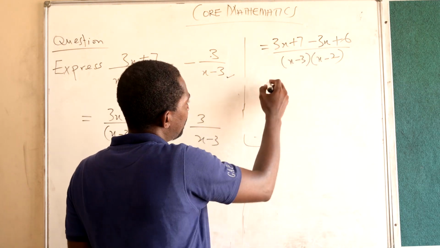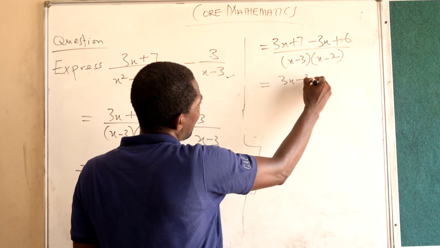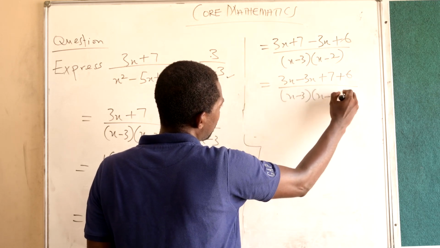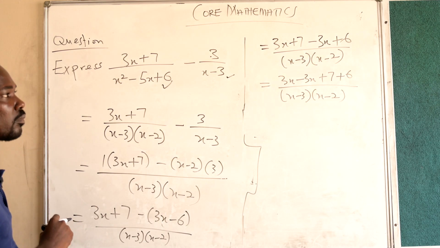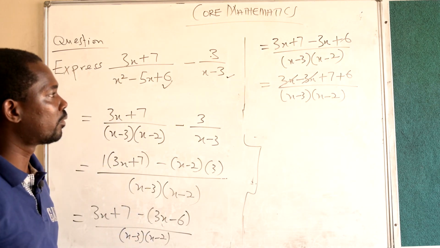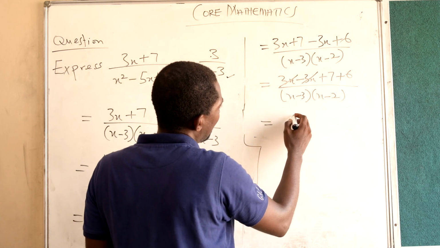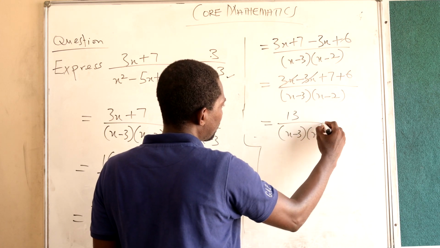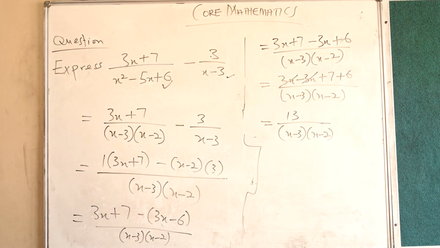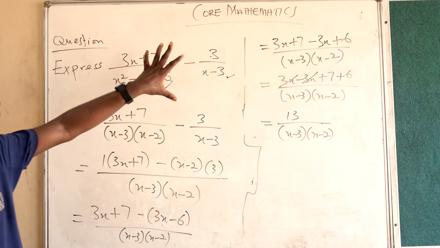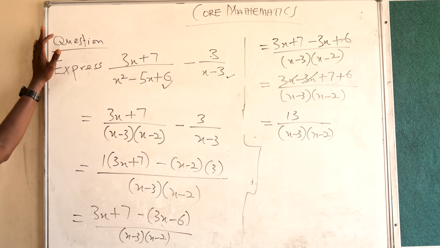Now I'm going to group like terms. We have 3x minus 3x plus 7 plus 6 over x minus 3, x minus 2. Three x minus 3x is 0. 7 plus 6 is 13 over x minus 3, x minus 2. This is the answer when we want to express this as a single fraction.